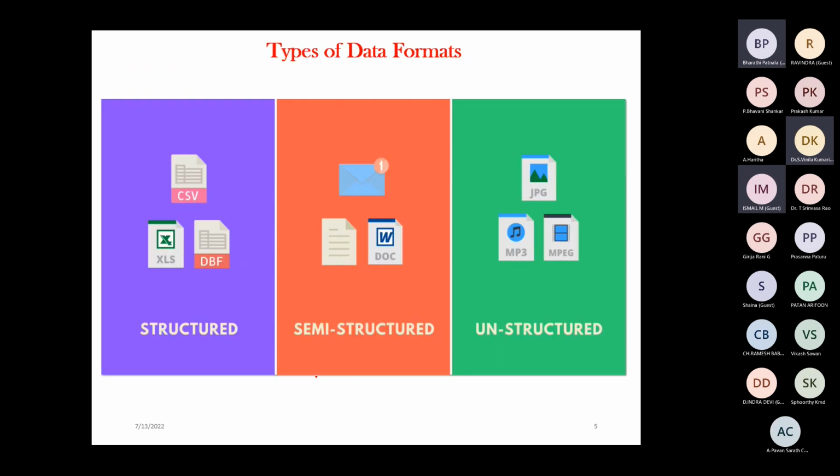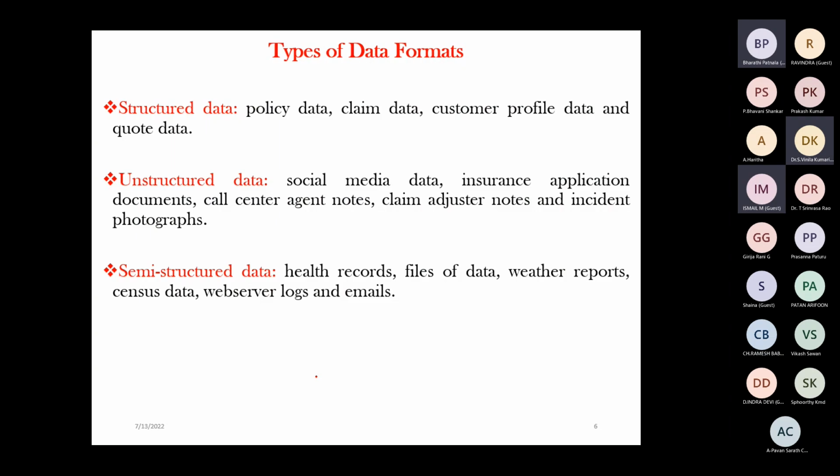So coming to different types of data formats. Okay, so always when we discuss data analytics, the terms structured, semi-structured and unstructured data often get discussed. So when you see here the visual pictures, structured: XLS, DBF, CSV files. When you consider semi-structured: one email, one XML document, one doc file. When you come to unstructured: one audio file, one image, one video file, like that. Okay, so what does it mean?